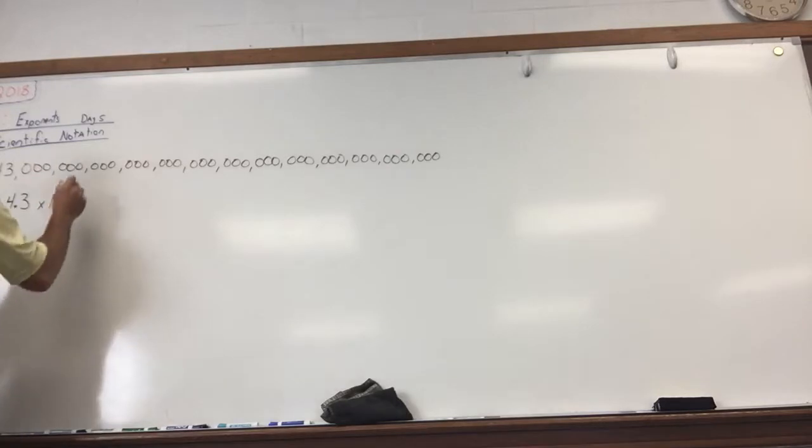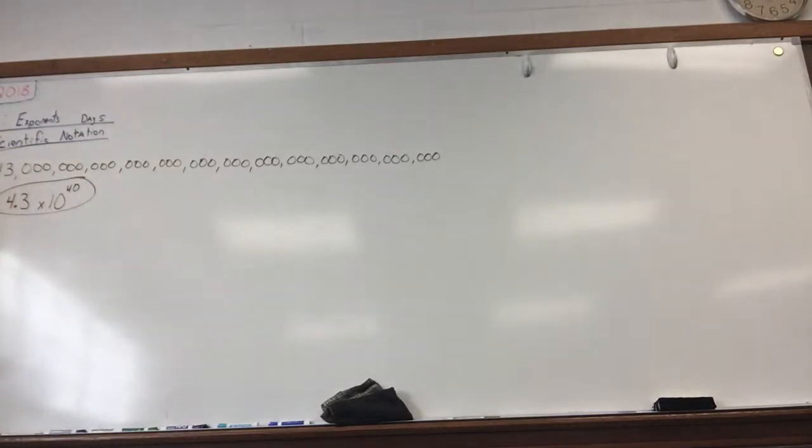Let's go. This number here is the same as this number here. Which would you prefer to write down? Smaller one. Yeah, this. So listen again. This is 4.3 times 10 to the 40th power. Still exponents. 10 to the 40th power. It's a lot less, right? Okay. Scientific notation.